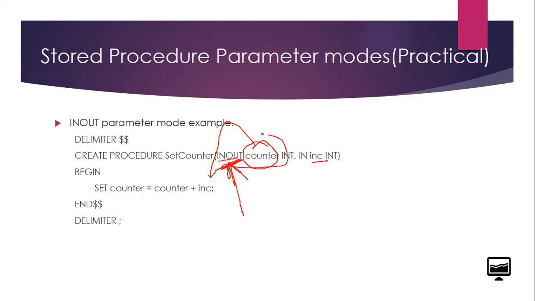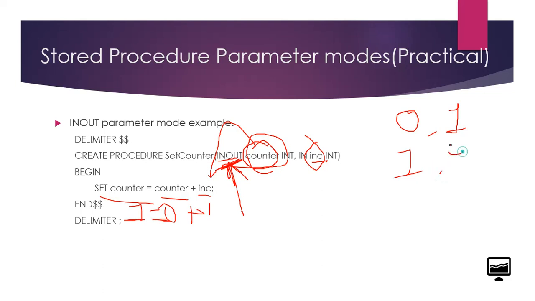Set counter, INOUT there is a counter parameter and increment. Okay, set counter is equal to counter plus increment. Suppose we specify counter 0 and increment 1, and we call this procedure one time, then what will happen? Counter 0 plus 1. Now what is the value of counter? 1. If you call this procedure again, we specify counter 1 and increment 2, then what will be the answer? 3. Okay, I am going to explain it with an example.